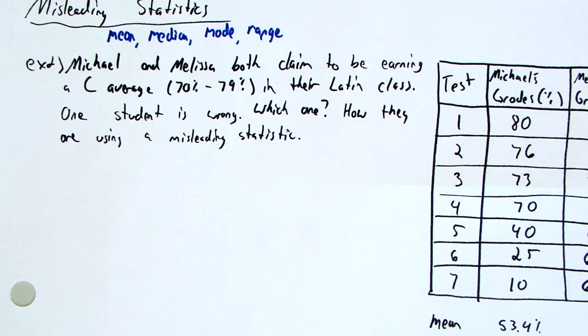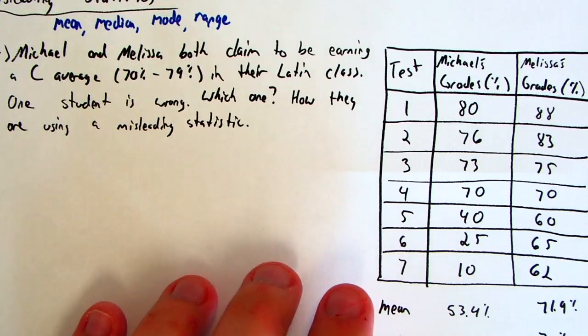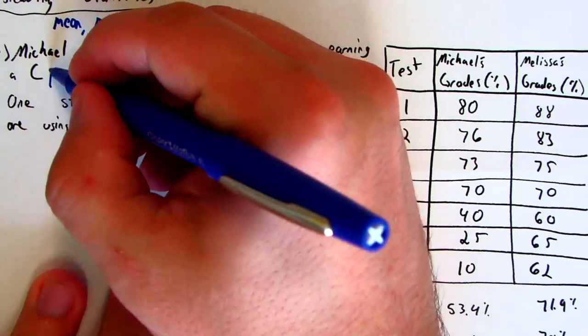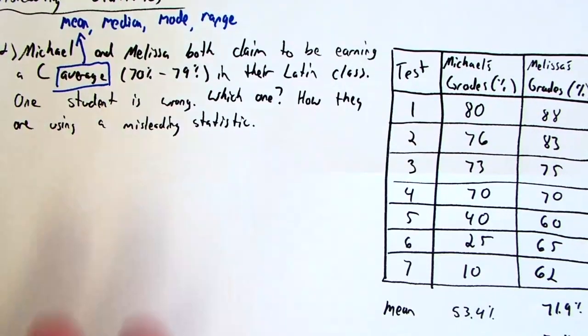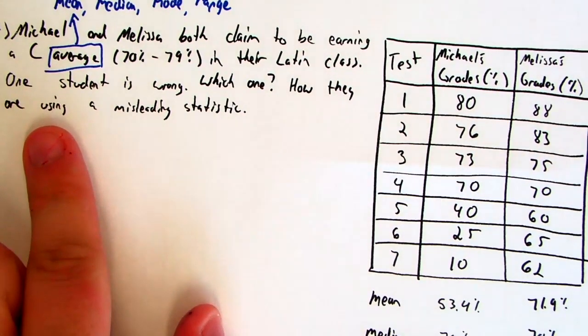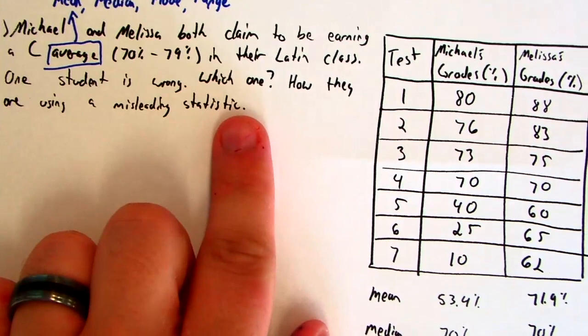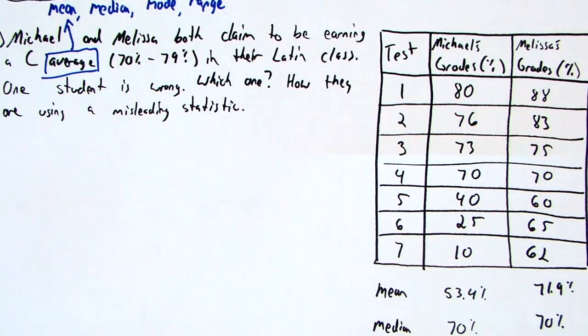Now, the thing is, though, in example 2, it says Michael and Melissa both claim to be earning a C average. Now, average, this would be looking at the mean. One student is wrong, however. First of all, which one, and how are they using a misleading statistic?